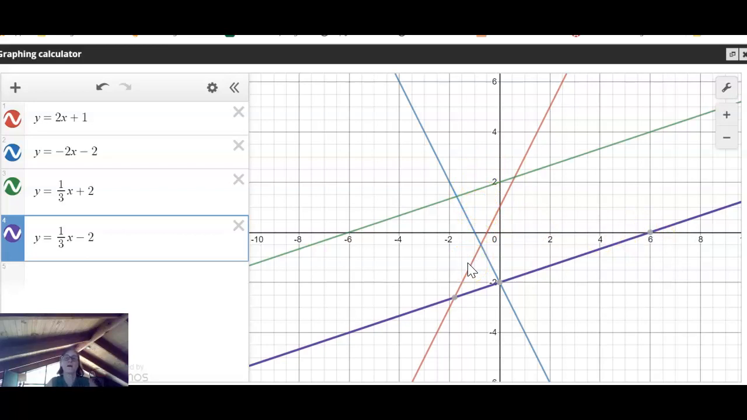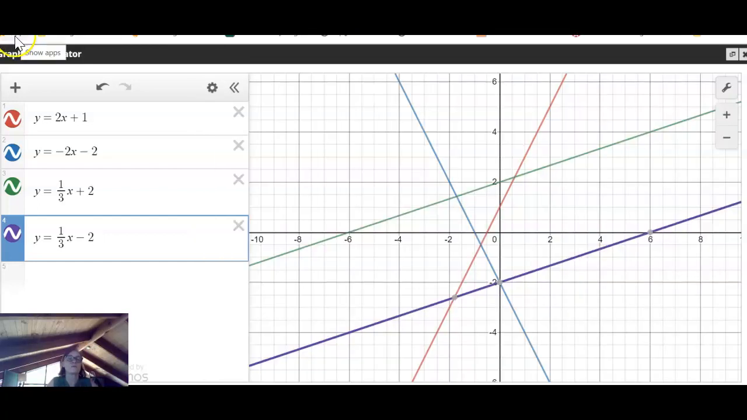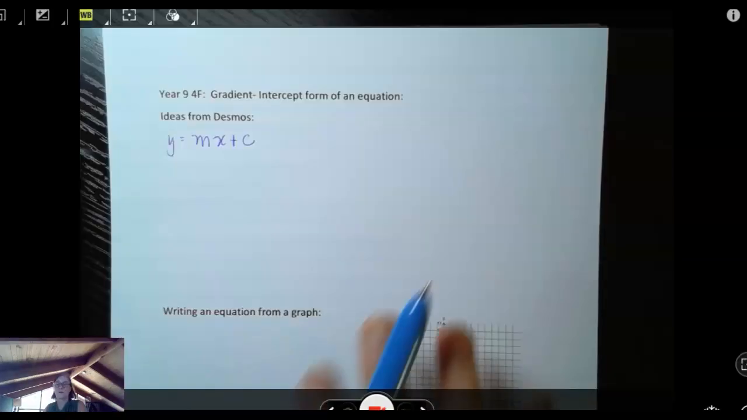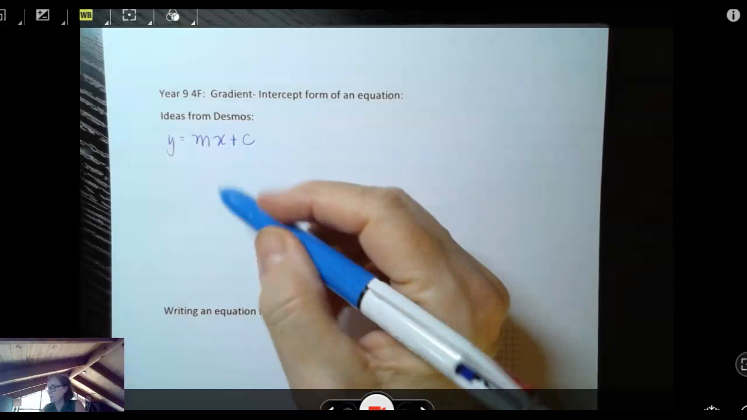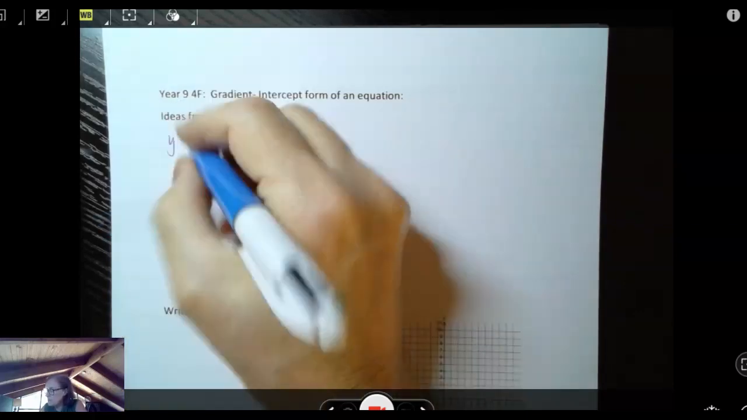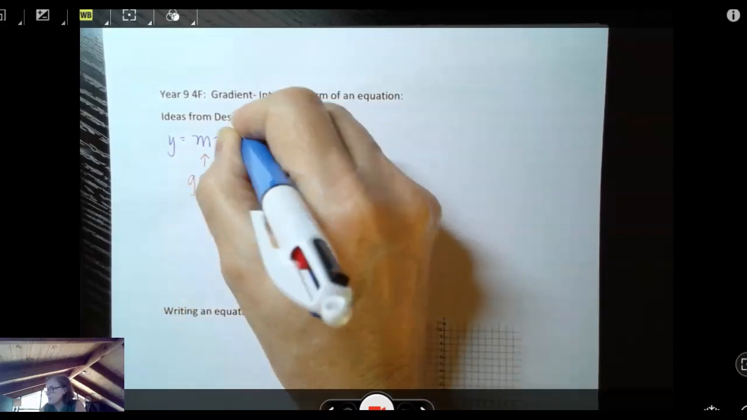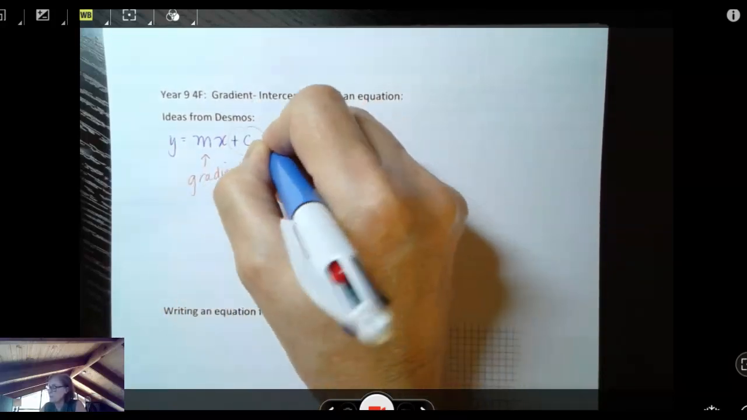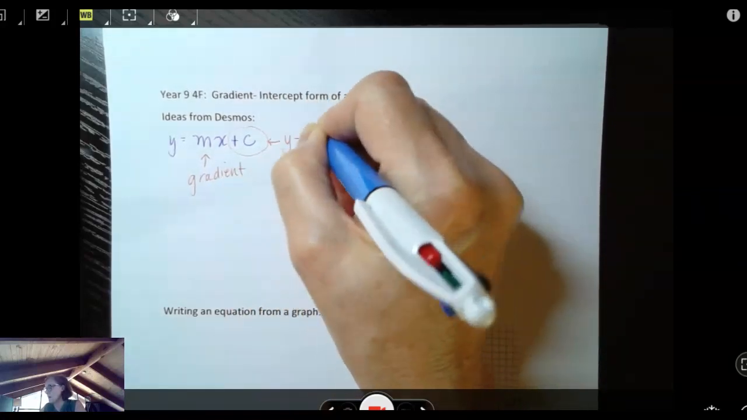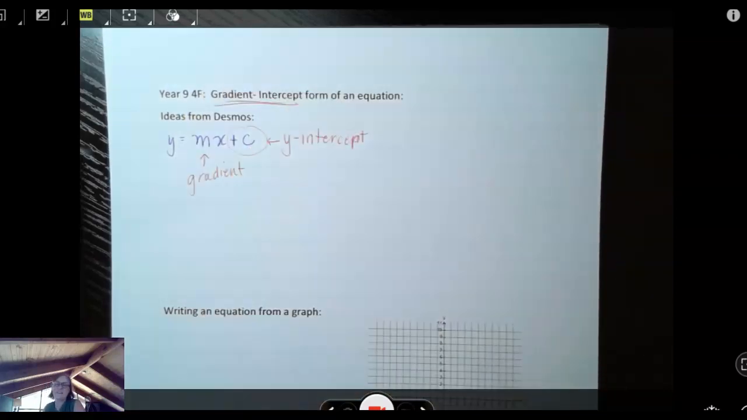Okay, now let's go back to our camera and write some stuff down on our note sheet. So here's my note sheet. I've got my note sheet up now, and this equation of this line has a y and an x in it, and this m is what we know m to be. It's the gradient. And the c, along with its sign, is where it goes through the y-axis. So we call it the y-intercept. So that's how I get that name for that line.